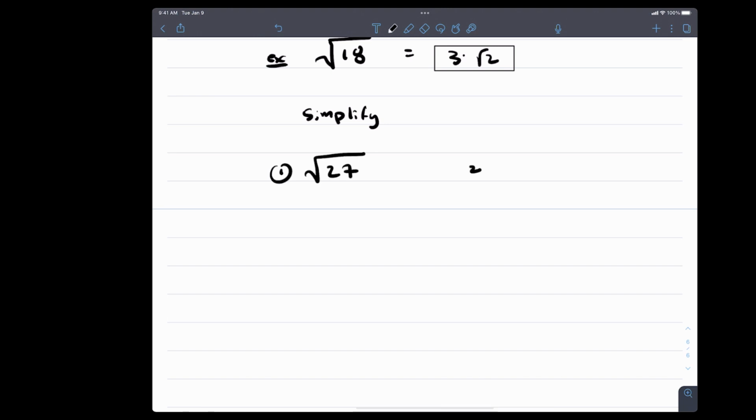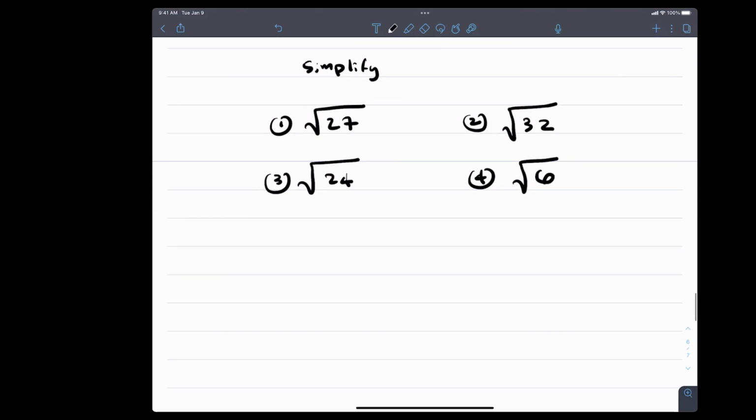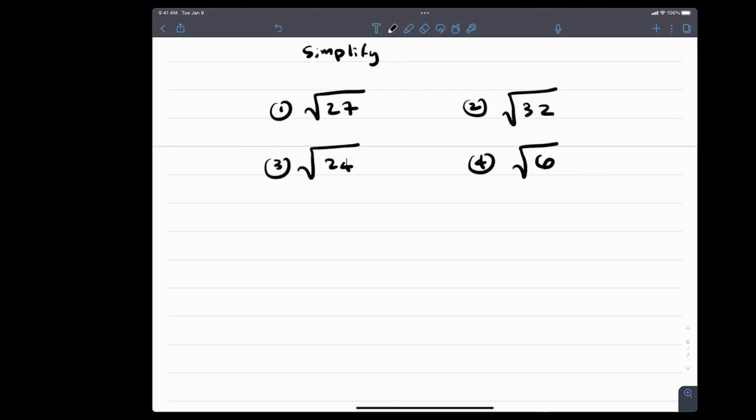Square root of 27, number 2. Square root of 32, number 3. Square root of 24. And number 4, square root of 6. So I'll give you guys some time to try these out on your own, okay?